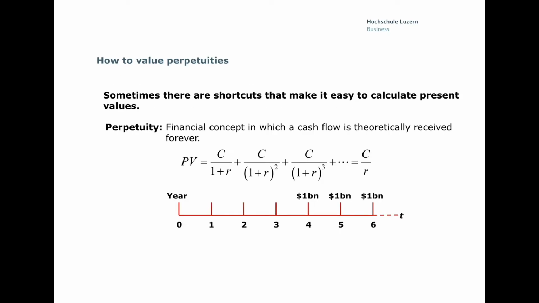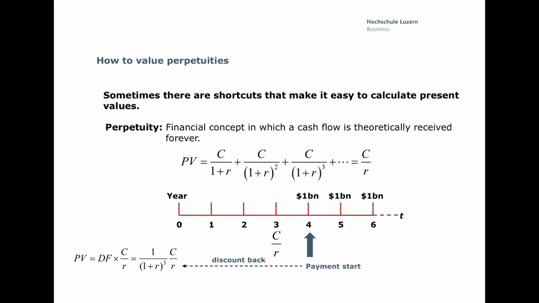A perpetuity is a financial concept in which a cash flow is theoretically received forever. This means the present value formula has to be used to discount an infinite stream of future cash flows. Fortunately, there is a shortcut that makes it easy to calculate present values in such a scenario. Since the perpetual cash flows are assumed to be constant, we can write the present value formula as an infinite geometric series, which can be simplified to the expression below. The present value of a perpetual stream of cash flows is then C divided by R.